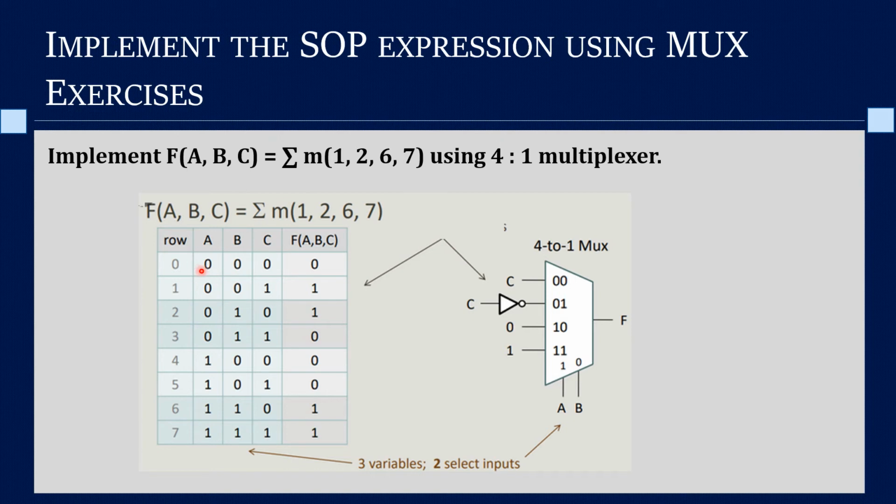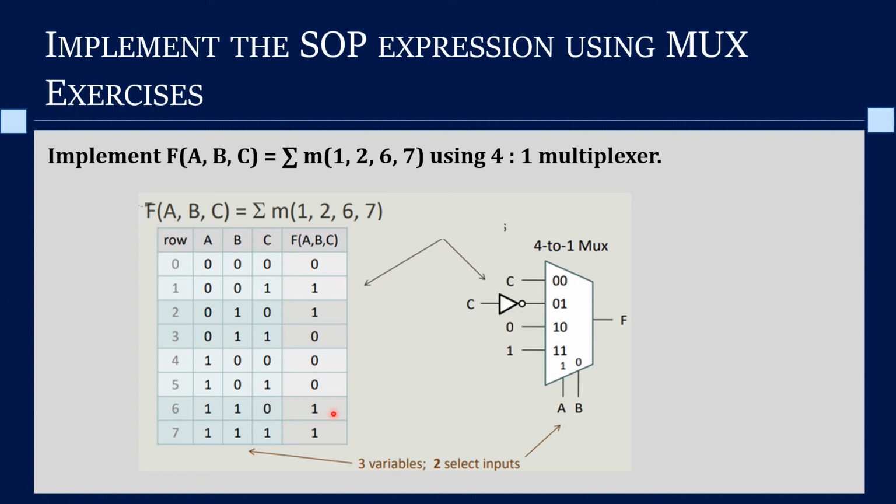For the 0, 0 combination, the C value is 0, 1 and the F value is also 0, 1. So the new truth table will have, for the combination 0, 0, F is C. For the combination 0, 1, F is C complement. For the combination 1, 0, we can see that in both cases the value is 0. So for the combination 1, 0, it should be connected to logic 0. For the combination 1, 1, it should be connected to logic 1.